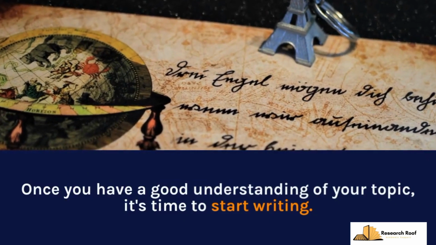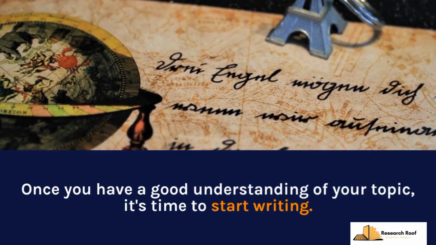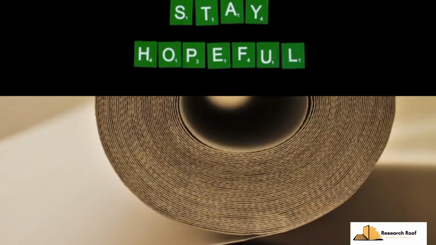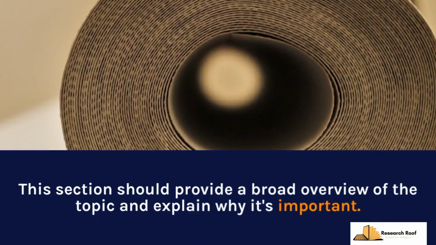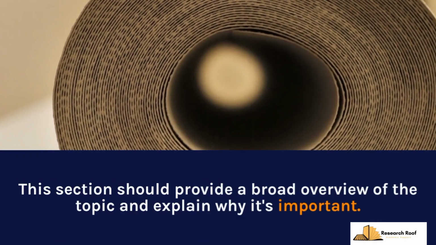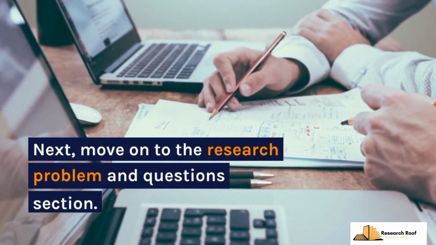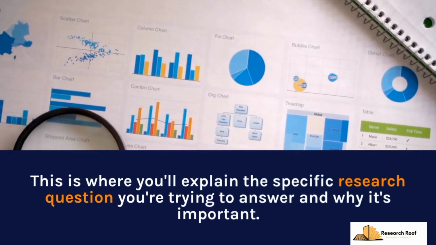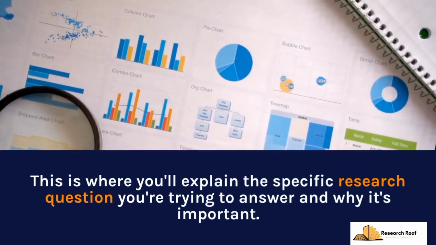Once you have a good understanding of your topic, it's time to start writing. Begin with the background and context section. This section should provide a broad overview of the topic and explain why it's important. Next, move on to the research problem and question section. This is where you'll explain the specific research question you're trying to answer and why it's important.